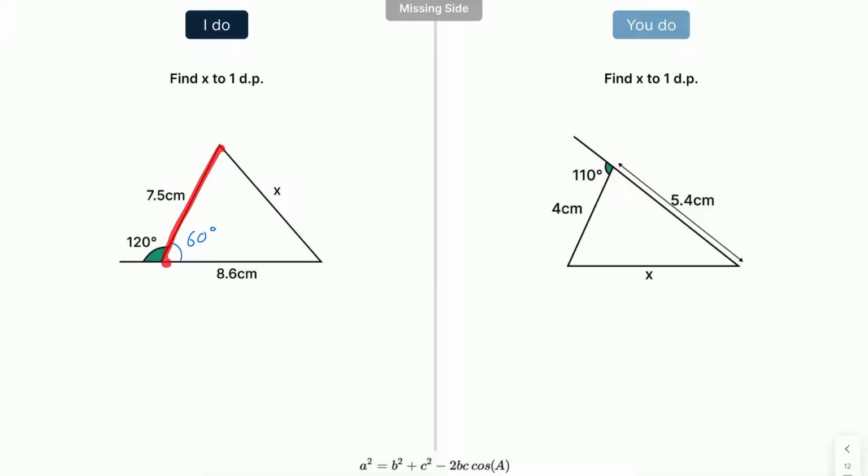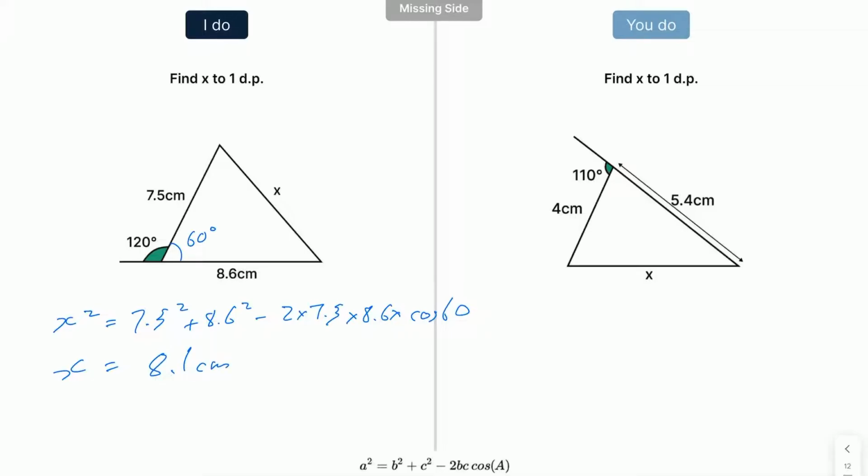Do we have two sides and an angle between them? Yes, we do. There we go. So now we can just say x squared is equal to both the sides, so that's 7.5 squared plus 8.6 squared, times the cos of the angle. And if you type that into your calculator and square root it, you get your answer: 8.1 centimeters to 1 decimal place.